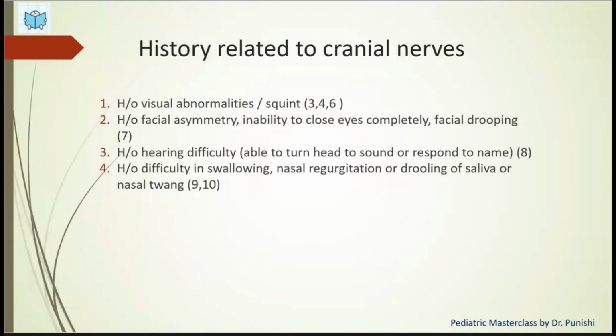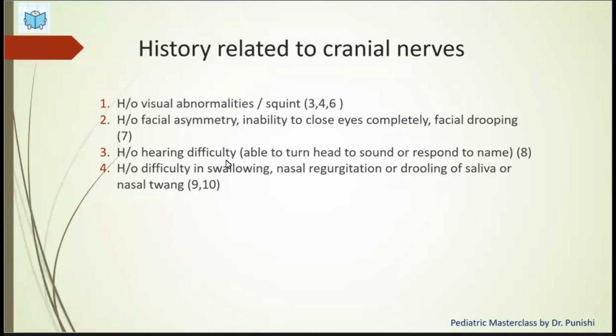Now, with respect to cranial nerves, obviously we'll look at questions with respect to nerves from 1 to 12. So whether there's any history of visual abnormalities or squint. That's your 3, 4, 6 cranial nerves. Visual abnormalities can also happen with the involvement of the optic nerve. Then look for involvement of your facial nerve, whether there's a history of facial asymmetry, inability to close your eyes completely, facial drooping.